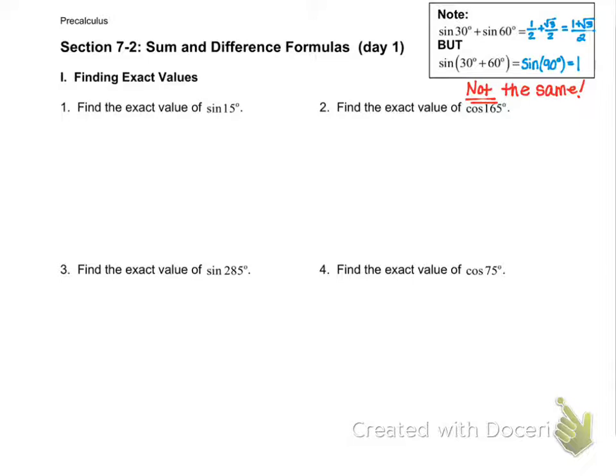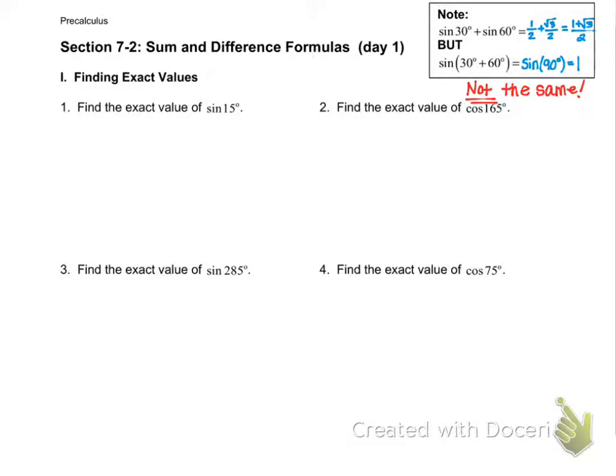So in example 1, we need to find the exact value of sine of 15 degrees. Well, sine of 15 degrees, the exact value doesn't exist on the unit circle. So we're going to write 15 in terms of 45 and 30. And I'll show you what I mean in one sec. The important thing to note is that to get 15, there could be a couple of possibilities. So just because you're going to write down what I have today doesn't mean that that's the only option. It's just the one that I'm choosing to do.